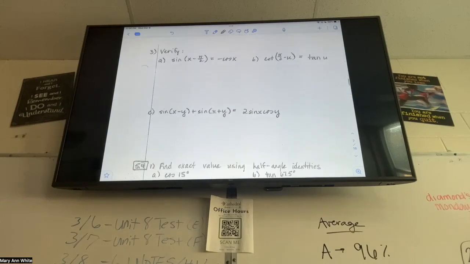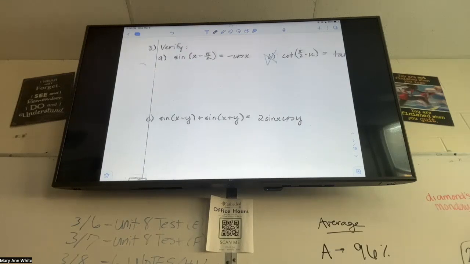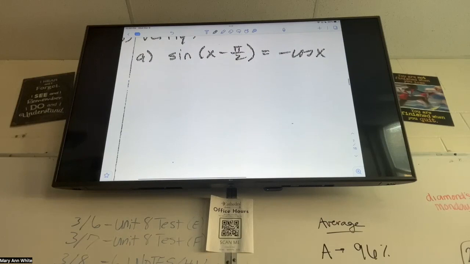All right, the next two problems we're going to do, we're not going to do letter B, we'll do A and C. These are verifying, so this is still practicing stuff from 5.1 and 5.2, but we are going to use the new rules that we learned in this section. Zooming in on letter A, I've got sine of x minus pi over 2 equals negative cosine x. What I need to remember, we just learned the sum and difference. So we're going to go to our identity sheet and look at the difference identity for sine. I can plug x in for A and I can plug pi over 2 in for B.